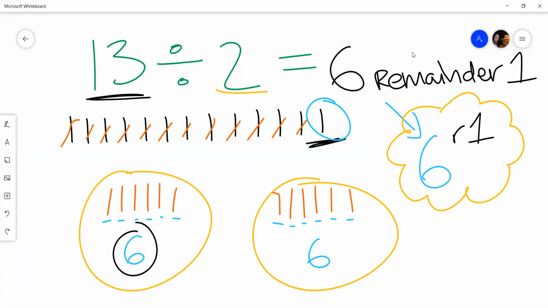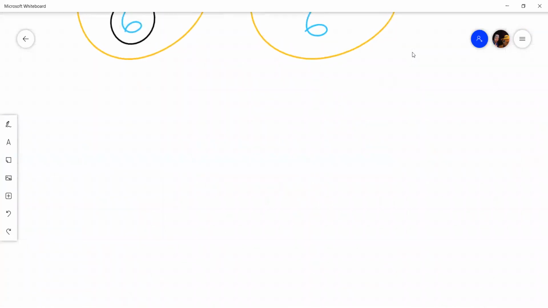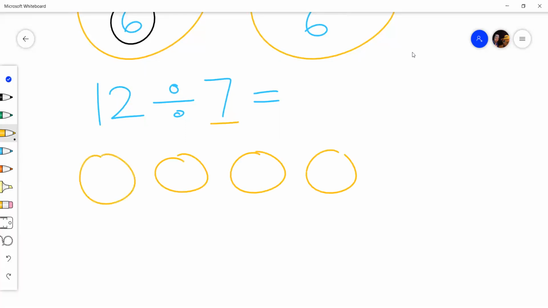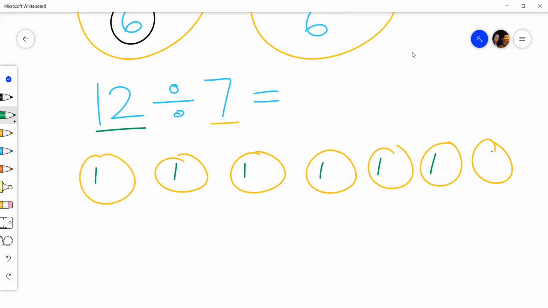Let's do a couple more of these. How about I take 12 and divide it by 7? This is going to be a pretty tricky one. We can do that loops and groups thing, which I think is a good way to think about it. So again, I'm going to take 7, 1, 2, 3, 4, 5, 6, 7, and I'm going to distribute my 12. 1, 2, 3, 4, 5, 6, 7, 8, 9, 10, 11, 12.